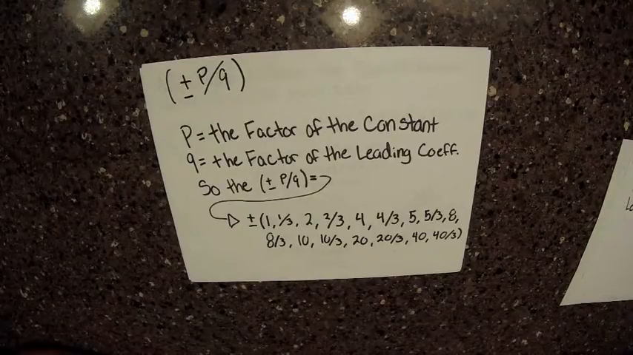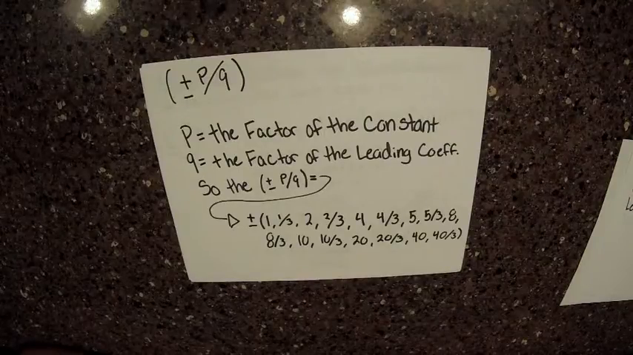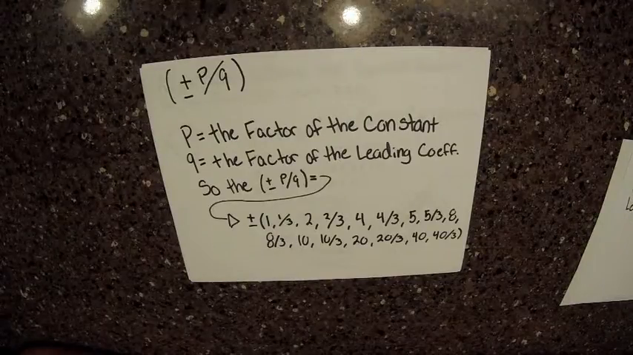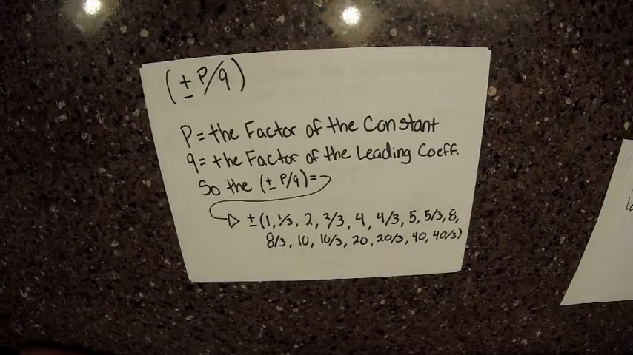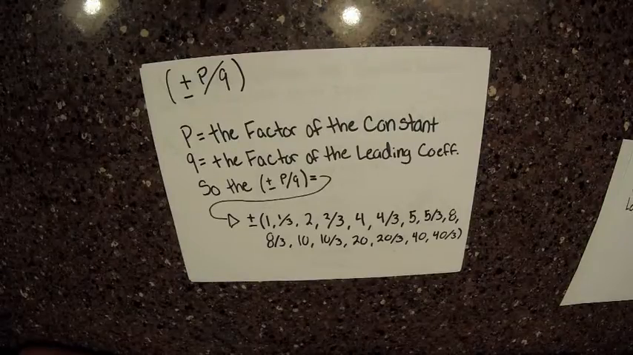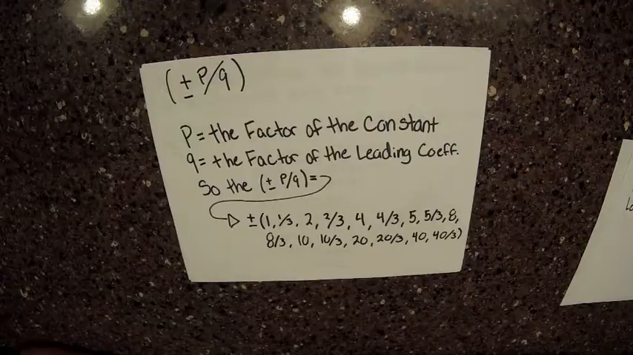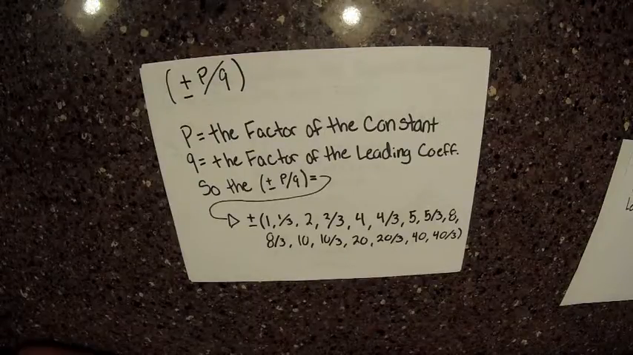Now that you have all of the factors of your constant and leading coefficient, you need to plug them into what is known as plus or minus p over q. It may sound weird, but it's very simple. P stands for the factor of the constant, which means all of the factors of 40 that you found are on top as p. So for example, if the factors of 40 are 1, 2, 4, 5, 8, 10, 20, and 40, you'll plug in one of those numbers, which is 1.